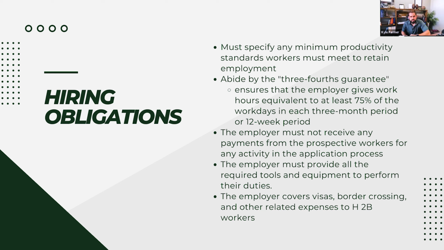You also need to abide by the 3/4 guarantee, although right now the Department of Labor is not enforcing the 3/4 guarantee, but it is a good thing to abide by. It's basically 3/4 hours on a rolling 12-week basis under H-2B that need to be offered to the workers. Continue to abide by it because the Department of Labor could start enforcing it at any time. It's just that it has been excluded from enforcement for a few years now.